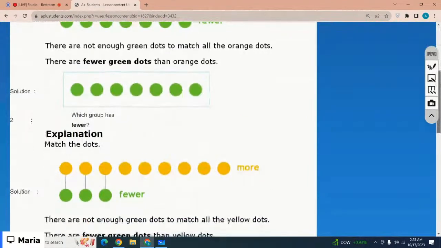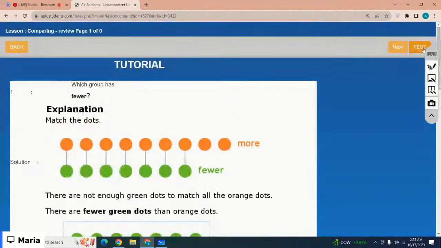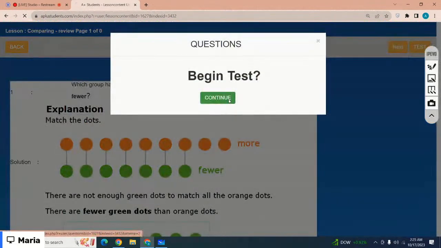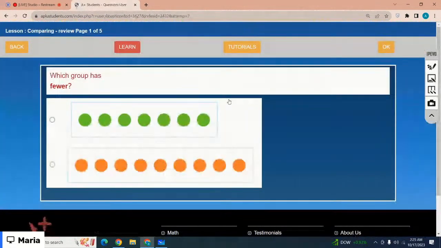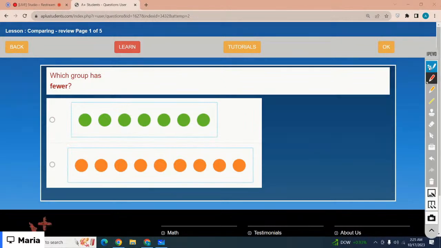Okay, let's see. Let's just start with the test questions because here all of them are okay. Which group has fewer, right? Let's just start matching them, one by one.